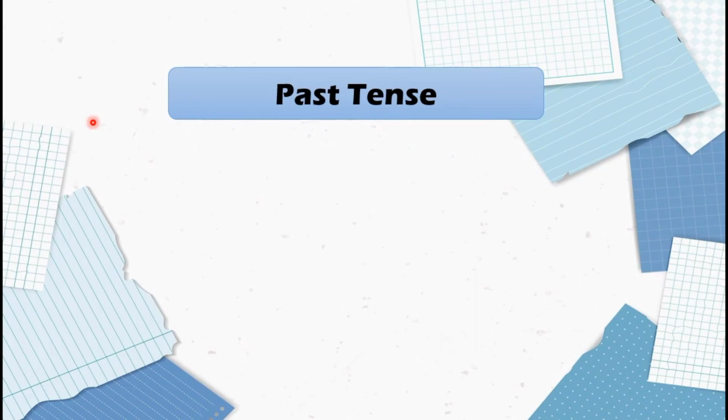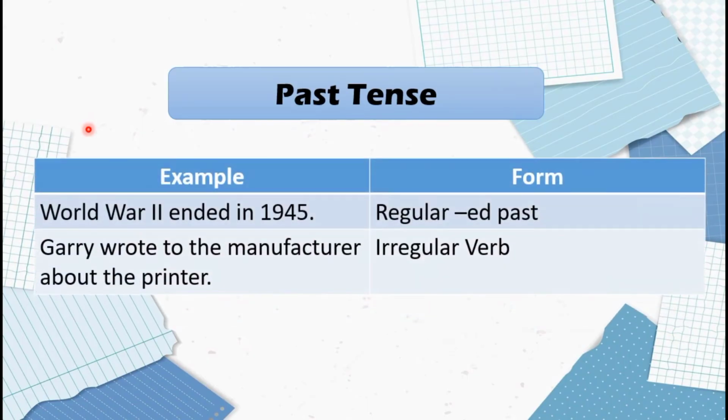Let us have some examples. World War II ended in 1945. Ended is an example of a regular ed past tense. Gary wrote to the manufacturer about the printer. The verb here is the word wrote, and this is an irregular verb that indicates past tense.